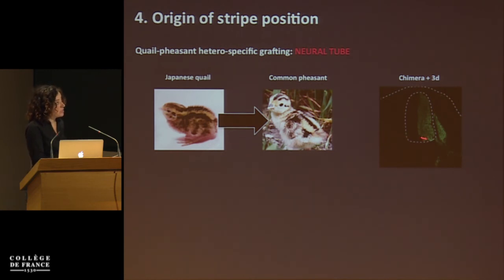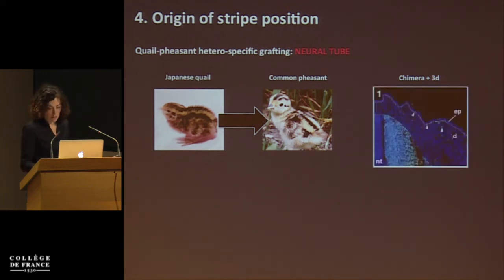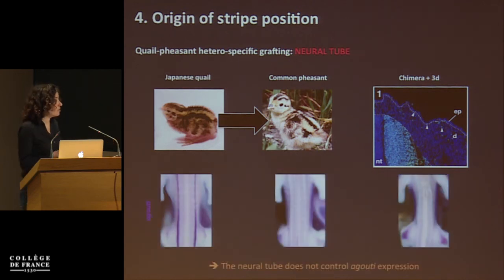After 3 days, you can see that half of the neural tube is stained by a quail-specific marker. If we zoom in on this area, you can see that the quail cells have invaded the epidermis and the dermis. They behave like pigment cells, and actually we showed that they were pigment cells. So now we tested, obviously, the expression of agouti after grafting. And what we saw in this graft was pretty much nothing.